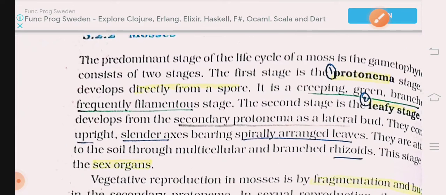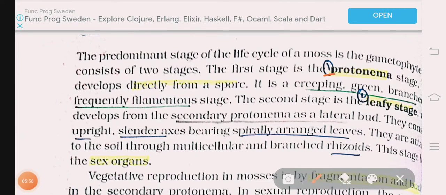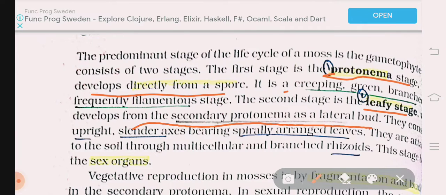Now let's see about moss. Moss has two life stages. One is the protonema stage, one is the leafy stage. The protonema stage develops directly from the spore, whereas the leafy stage develops from the secondary protonema as a lateral bud. It is very important. The protonema stage is a creeping, green, branched and frequently filamentous stage, whereas the leafy stage consists of an upright slender axis with spirally arranged leaves, and they are attached to the soil through rhizoids.